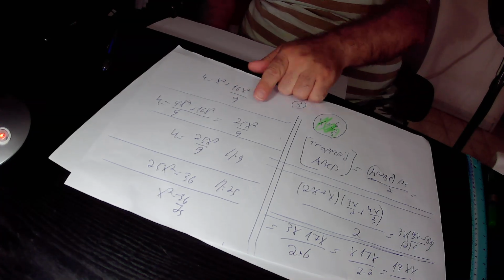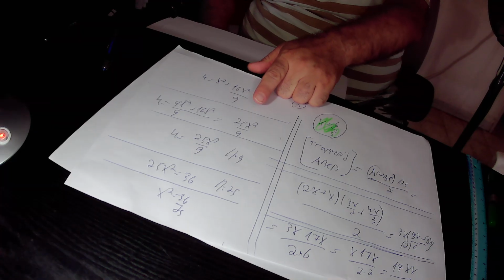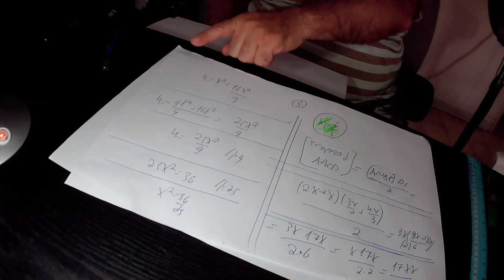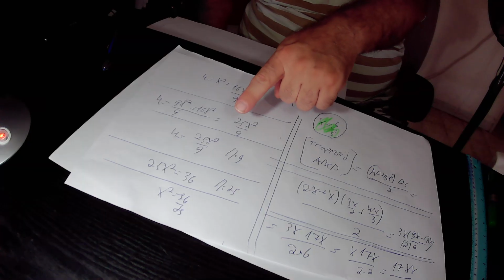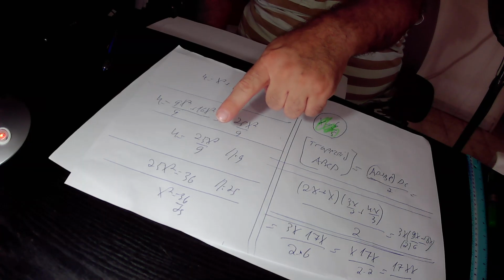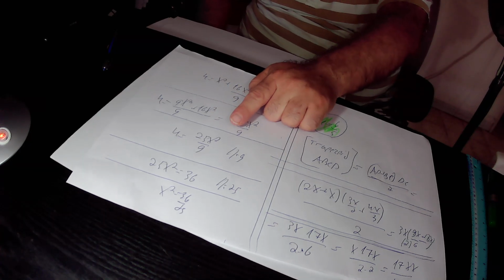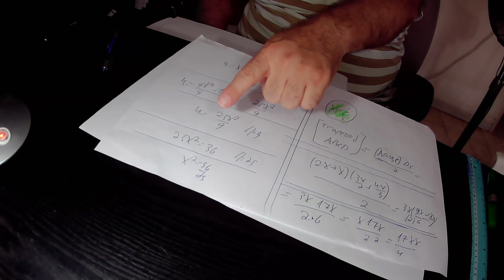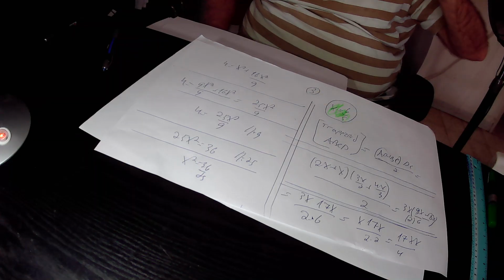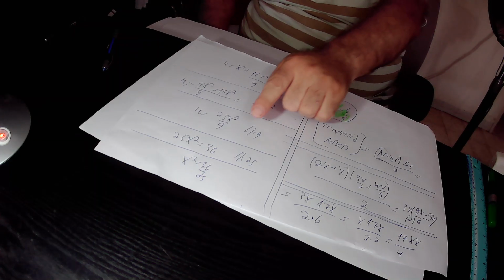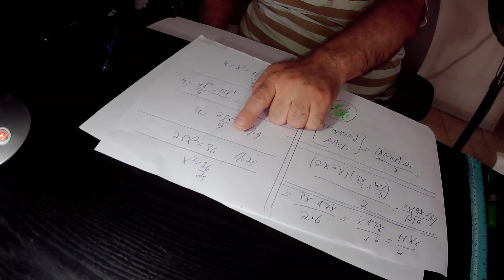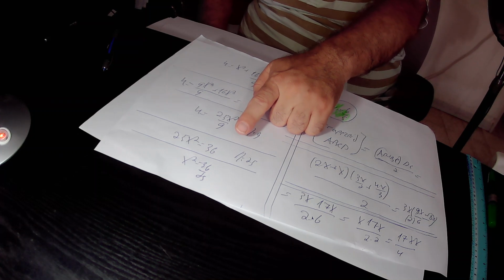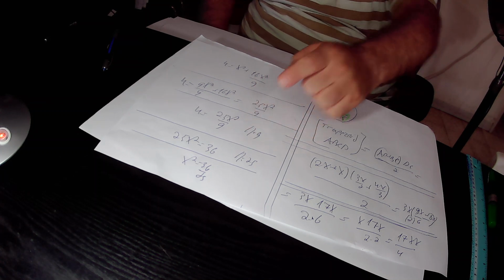9x squared plus 16x squared is 25x squared. So we have 25x squared over 9 equals 4. Here we multiply this equation by 9 and finally find that 25x squared equals 9 times 4, that is 36. Here we divide this equation by 25 and find that x squared equals 36 over 25.